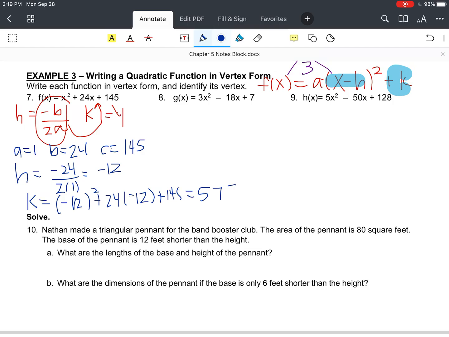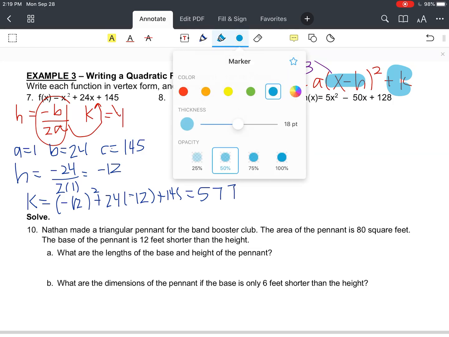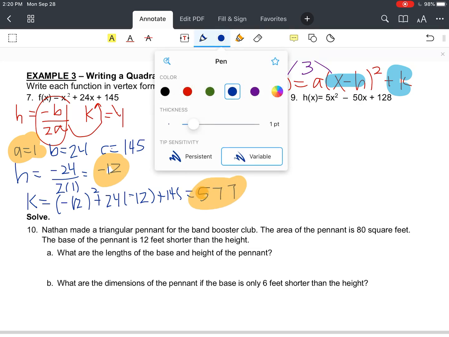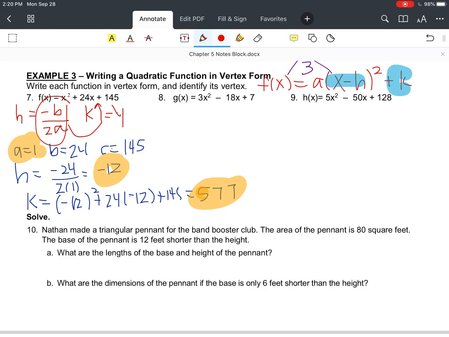When you do that, you're going to get 577. So now I have everything I need, because you need three things in order to write something in vertex form. You need your A, which I have, you need your H, which I got, and you need your K.